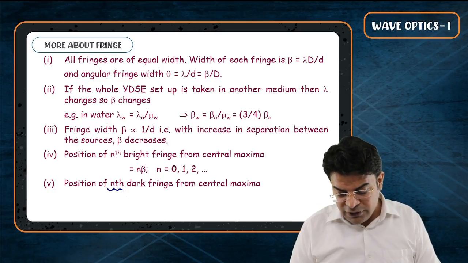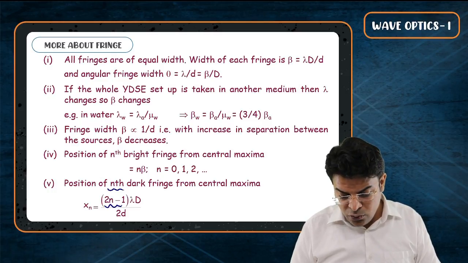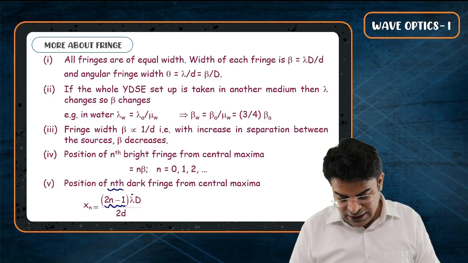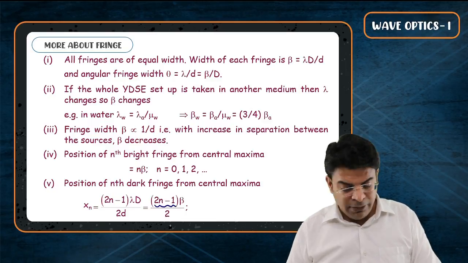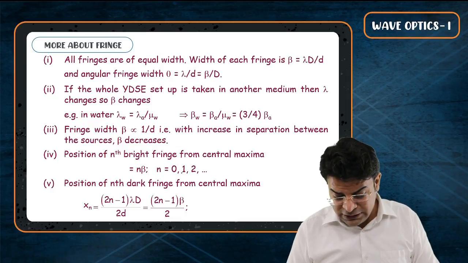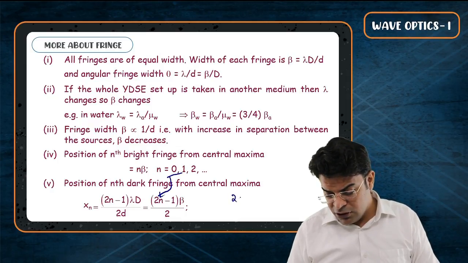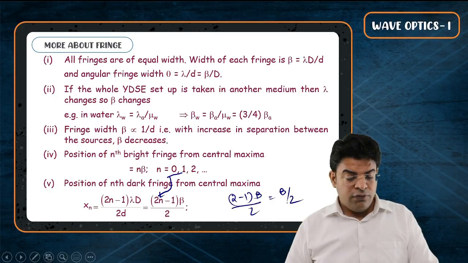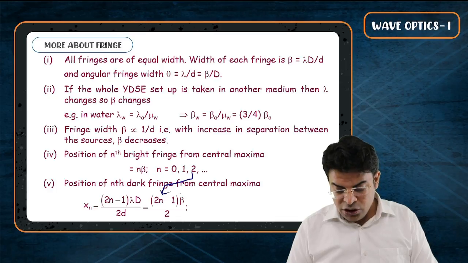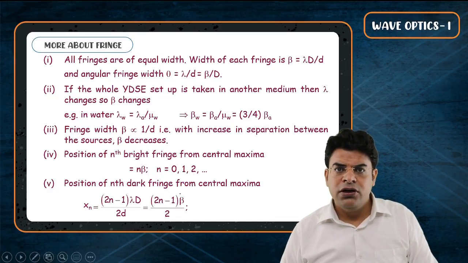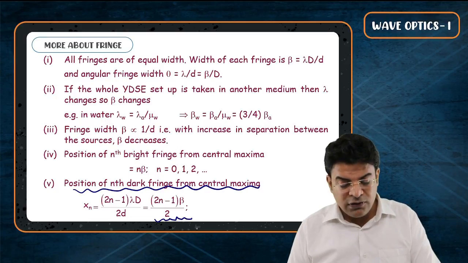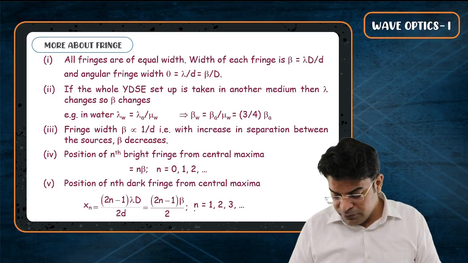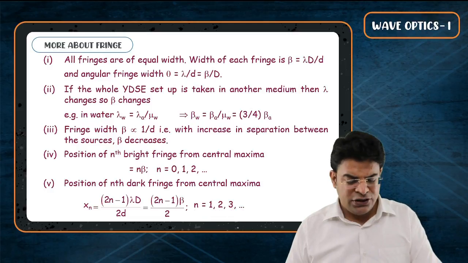So the position of nth dark is nothing but (2n minus 1) into beta by 2. For first dark you will substitute 1, you will get (2 minus 1) into beta by 2, that gives you beta by 2. For second dark you will substitute 2, you will get 3 beta by 2. So position of nth dark is (2n minus 1) into beta by 2, where n equals 1, 2, 3, and so on.